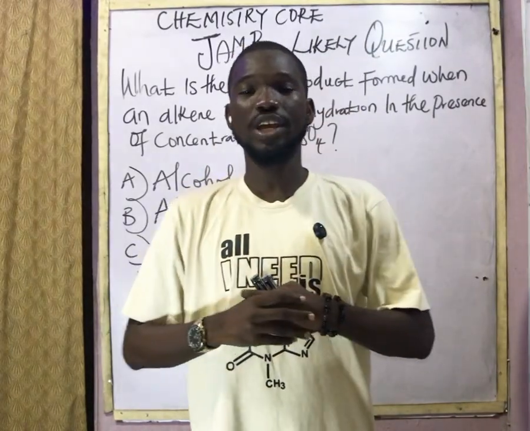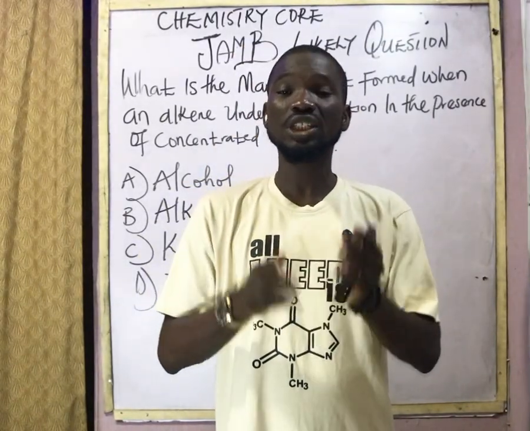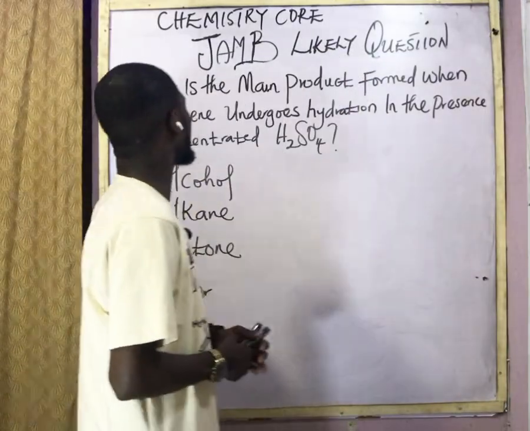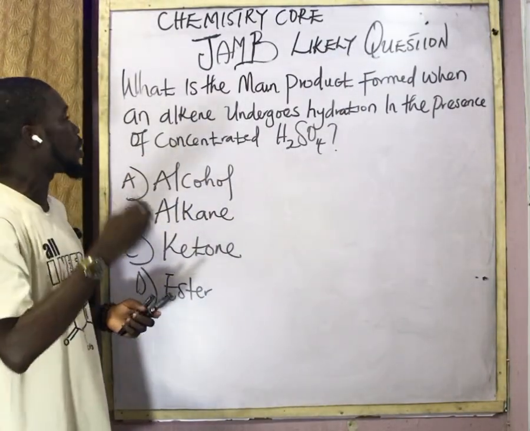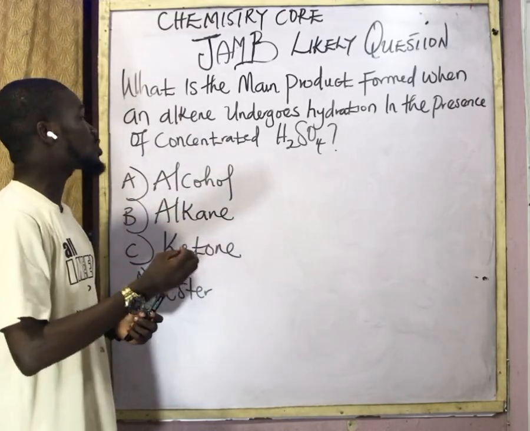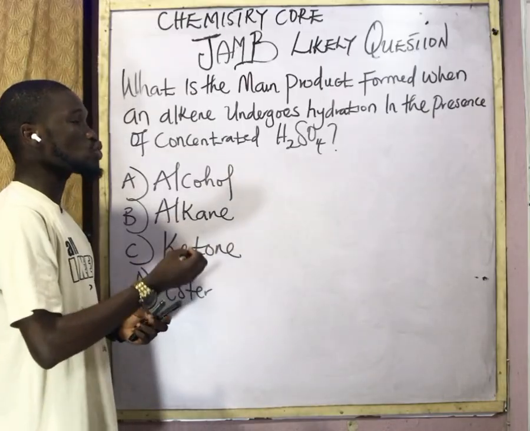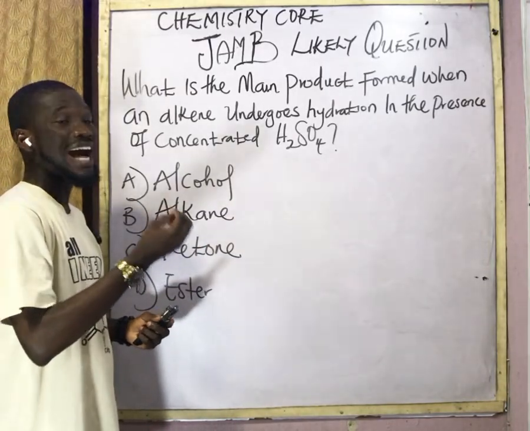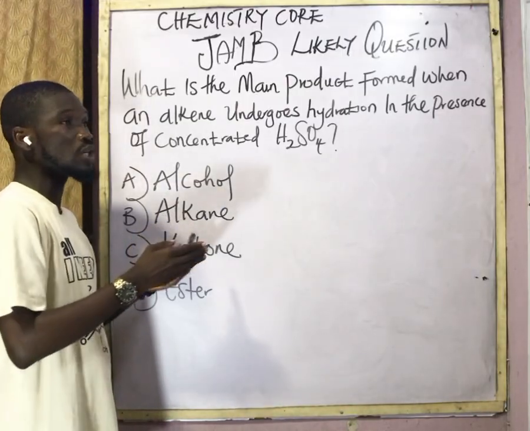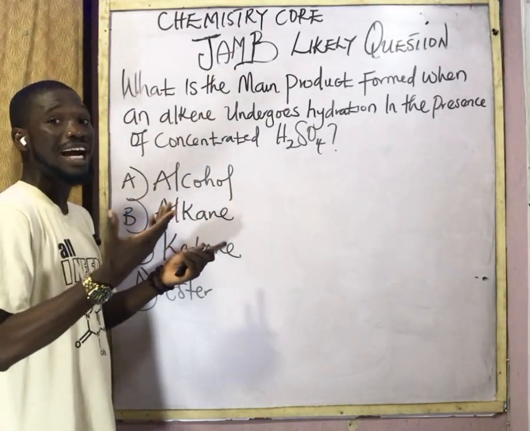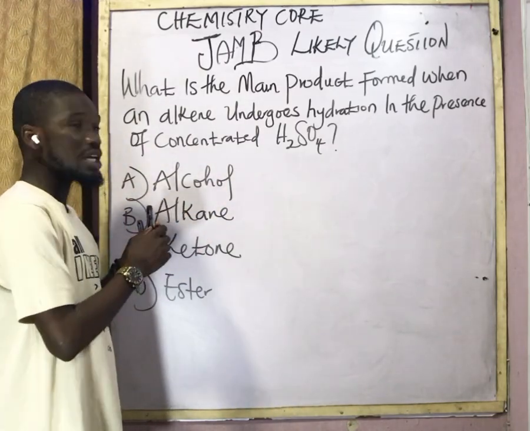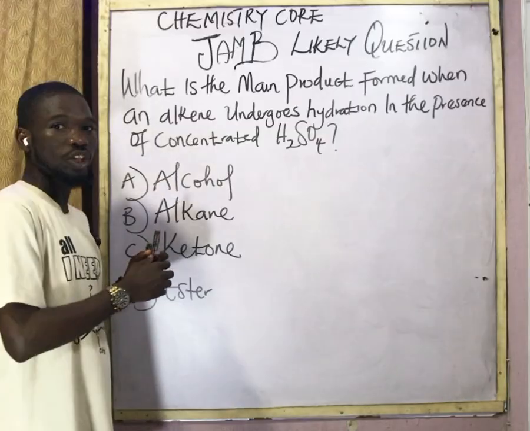Let's say you came across this type of equation that we have on the whiteboard. So let's take a look at it together. Come closer. What is the main product formed when an alkene undergoes hydration in the presence of concentrated H2SO4, which we all know as sulfuric acid? If you came across this type of equation, I'm sure the majority of you will panic and pick the wrong answer. Don't panic, because let's see what we are going to have at the end of the video.